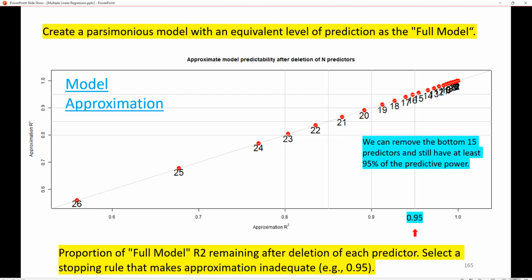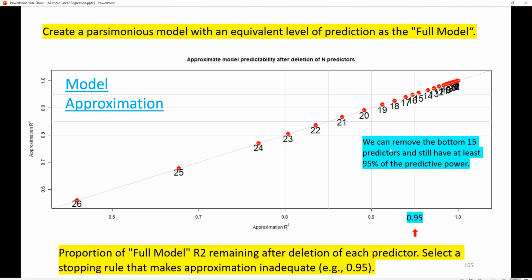And another way to look at that would be something called model approximation. We can create a parsimonious model with an equivalent level of prediction as the full model or the gold standard model. And so what this does, it lists all of the predictors and the level of approximated R-square that we have after removing those predictors. So we can see the numbers on the top right, which is very difficult to see, but it begins at 1, meaning that first predictor that we remove, or the least predictive variable, if we remove it, it'll leave us with close to 100% of our predictive power. And so you read it from top right to the bottom left.